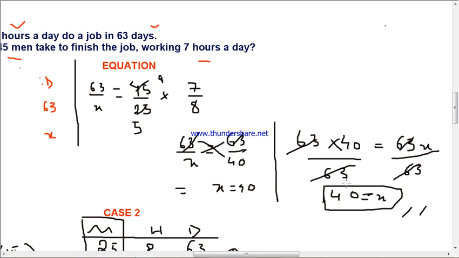So this is how we do it in case of 3 variables. I hope this video was helpful, and I'll give more sums based on the same chapter.